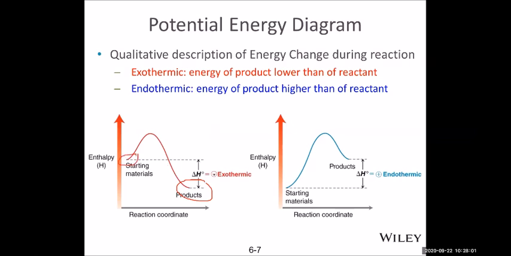And this delta H is negative, because delta H is the energy of the product minus the energy of the reactant. And this is the activation energy. This is the activation energy for the forward reaction. This is the activation energy for the reverse reaction, from the product becoming the reactant. That's the reverse activation energy. And an endothermic reaction is just the opposite.